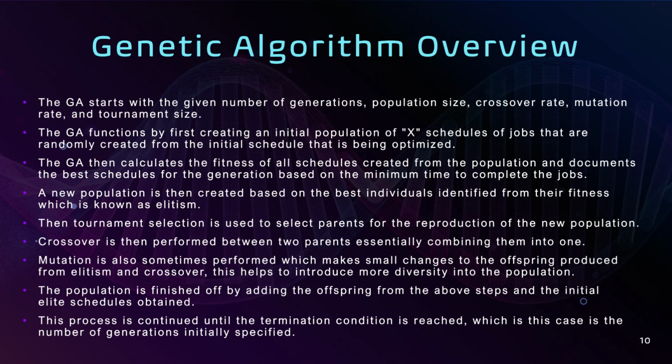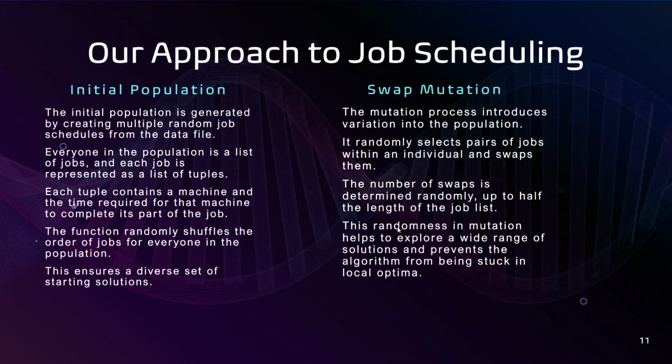It continues until a termination condition is reached, which in this case is the number of generations initially specified by the user. This is our approach to job scheduling on our individual functions.